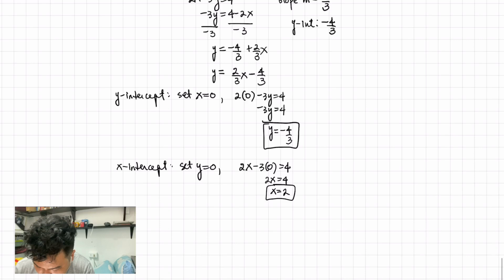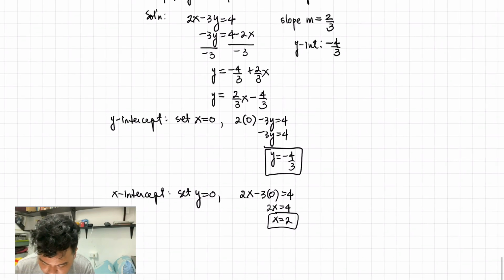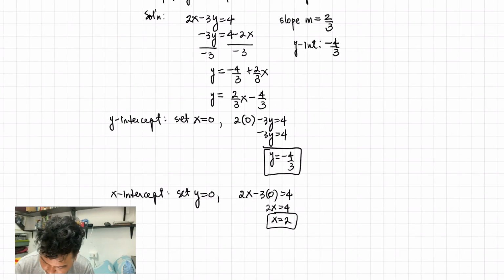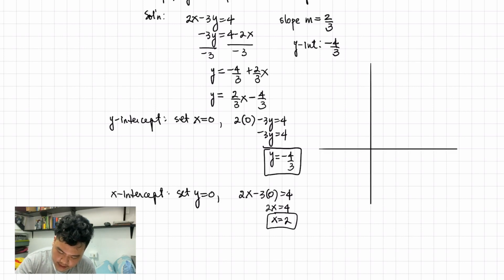Let us draw our graph for visualization purposes only. Okay, let's say this is our y-axis. This is our x-axis. So our x-intercept is 2.